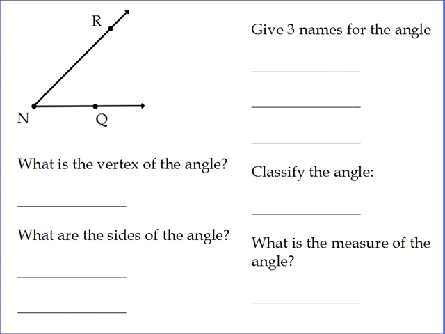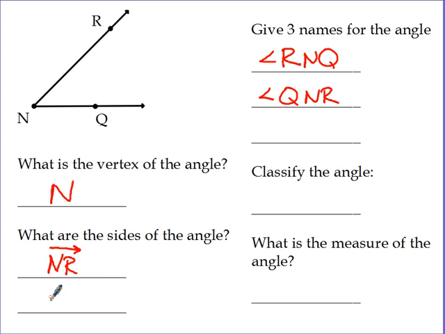I believe that your notes only say 2 names for the angle instead of 3 names. I'm not sure why mine says 3, but I believe yours says 2, and the 2 names you would give here would be RNQ or QNR. The vertex of the angle, that is point N. That's the shared endpoint where the angle comes together. And we said the sides of the angle, those are your two rays. So that would be NR and NQ. So those are my two sides.